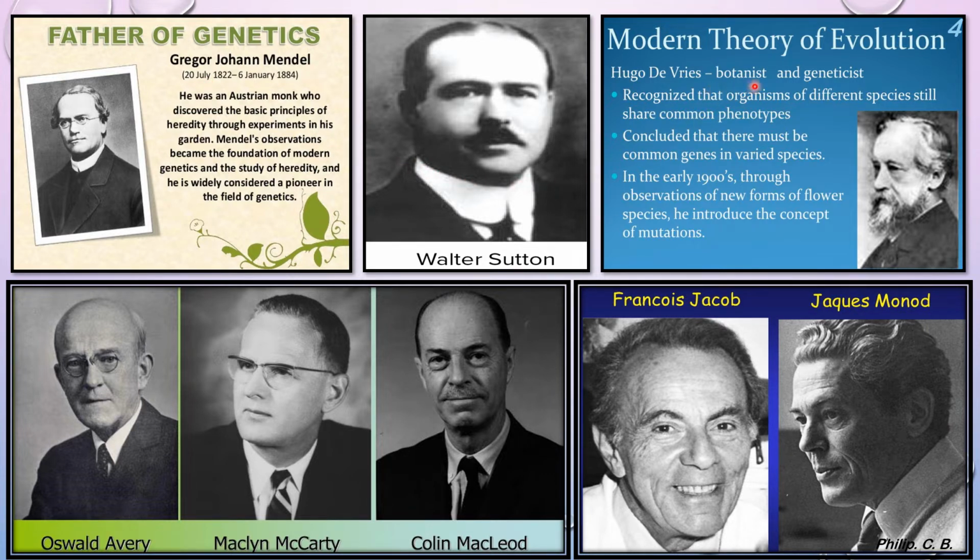Here the modern theory of evolution was put forward by Hugo de Vries, who was a botanist as well as geneticist. Then Oswald Avery, Maclyn McCarty, Colin MacLeod, who again carried out various experiments as we just read earlier. Then Francois Jacob and Jacques Monod. So these are all the scientists whose images we just came across.